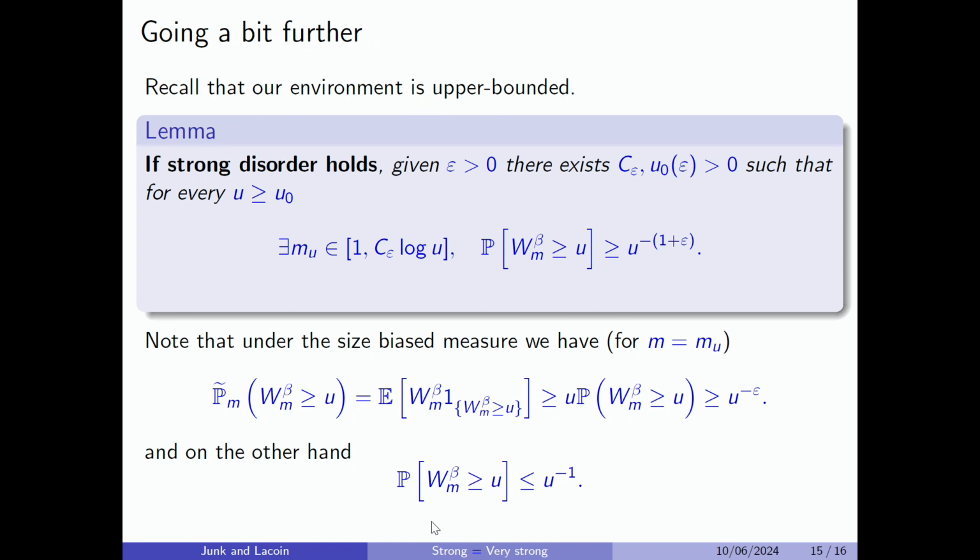Building on this, we now want to construct an event which has large probability under the size bias measure and small probability under the original one. Is it clear what we need to do next?